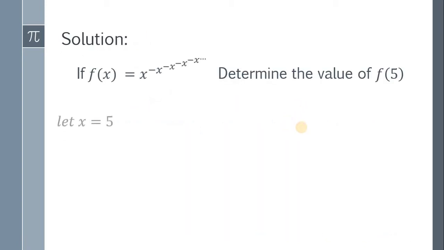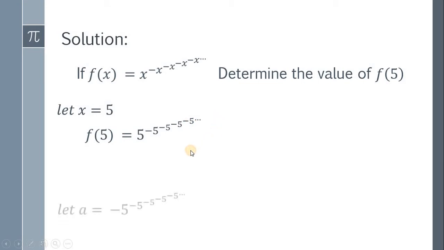First thing is we need to let x equal 5. So we have f of 5 is equal to 5 raised to negative 5 raised to negative 5 raised to negative 5 forever. Next, let a equal negative 5 raised to negative 5 raised to negative 5 raised to negative 5 forever.